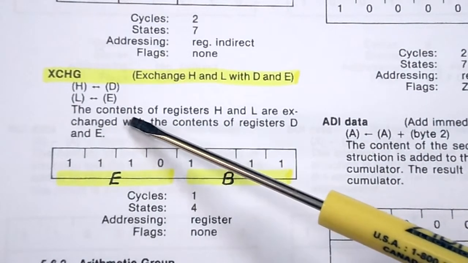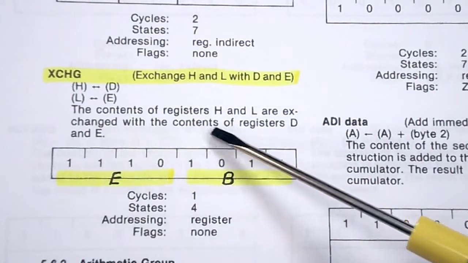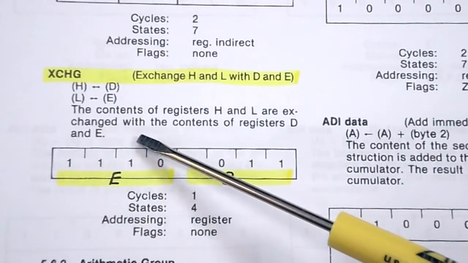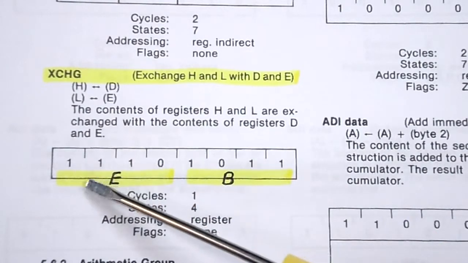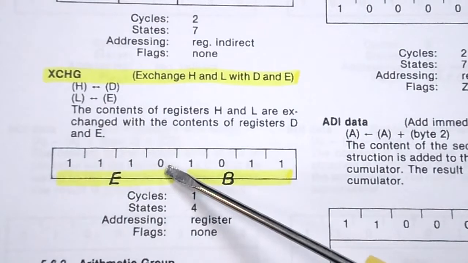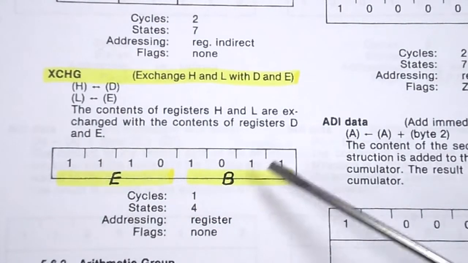So you can see here the contents of register H and L are exchanged with the contents of register D and E. And looking at the opcode for it, you can see it's 1110, which is E, followed by 1011, which is B.